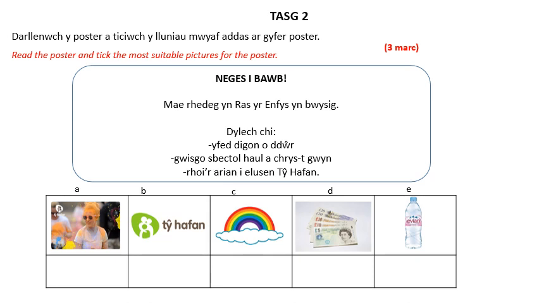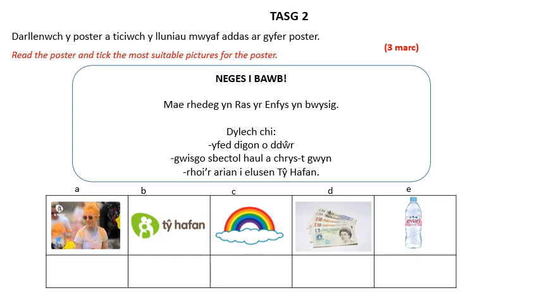So we'll have a quick look. It says neges i bawb, message for everybody, so it's a little message. Mae rhedeg yn Ras yr Enfys yn bwysig. So ras, hopefully you'll be able to notice that it's got a capital R and enfys has got a capital E, so that's a name of something. It's a name of a ras.